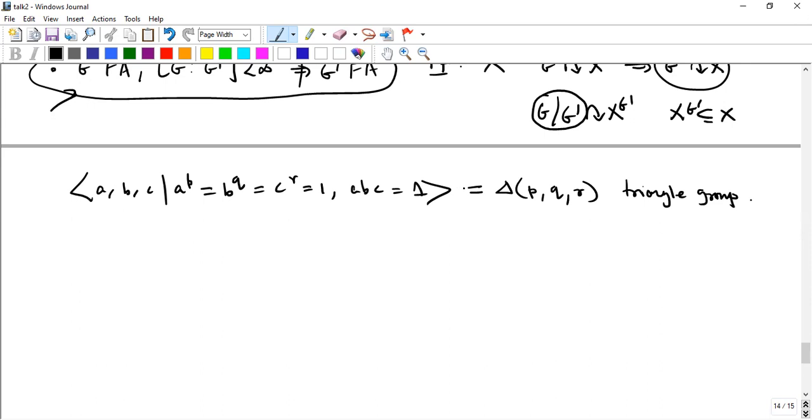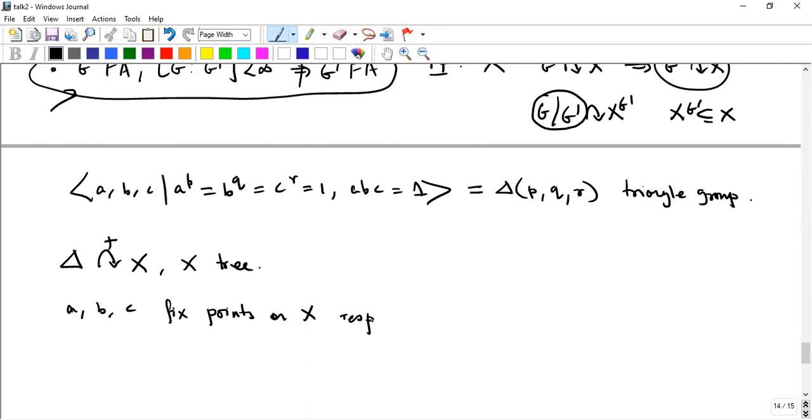Why does this have property FA? The point is, if you have this group, let's call it delta. Just forget about p, q, r. Let delta act on some tree X. Then a, b, c are of finite order, so a, b, c fix points on X respectively, because they are finite order automorphisms of the tree.